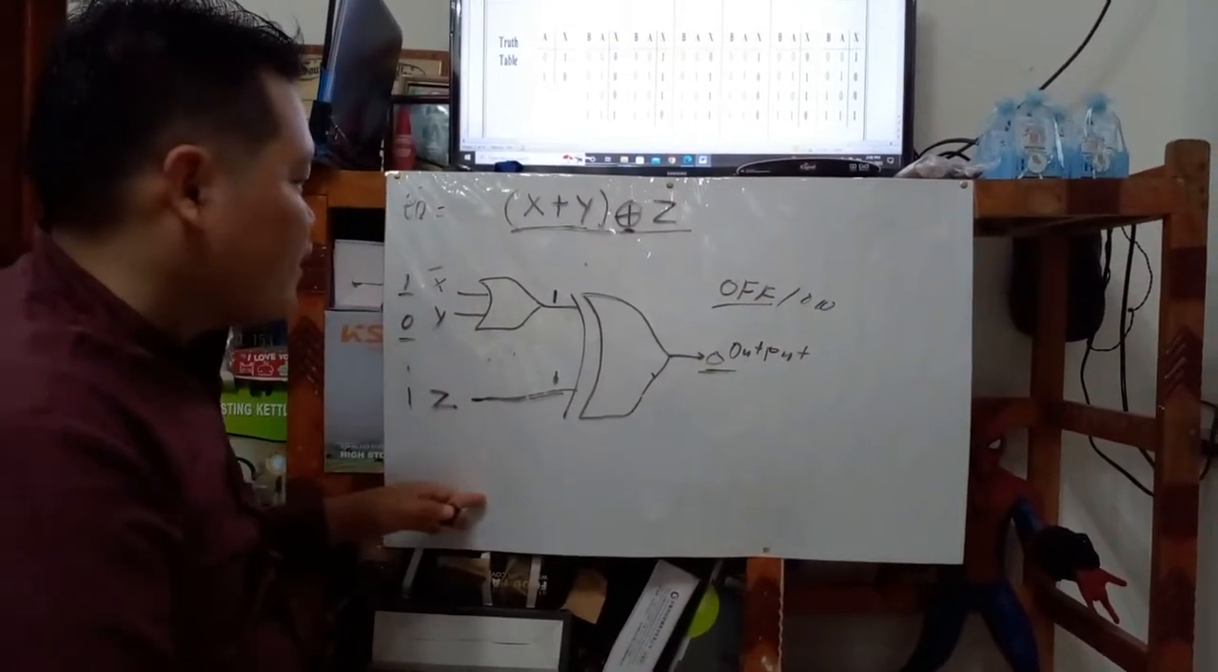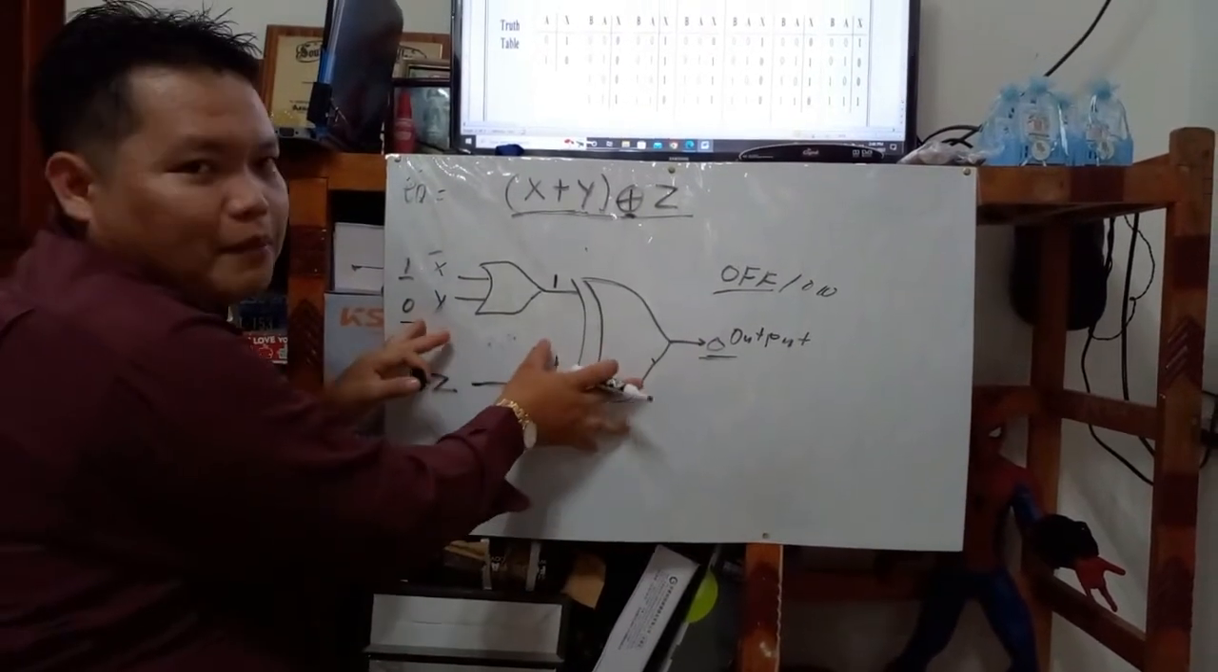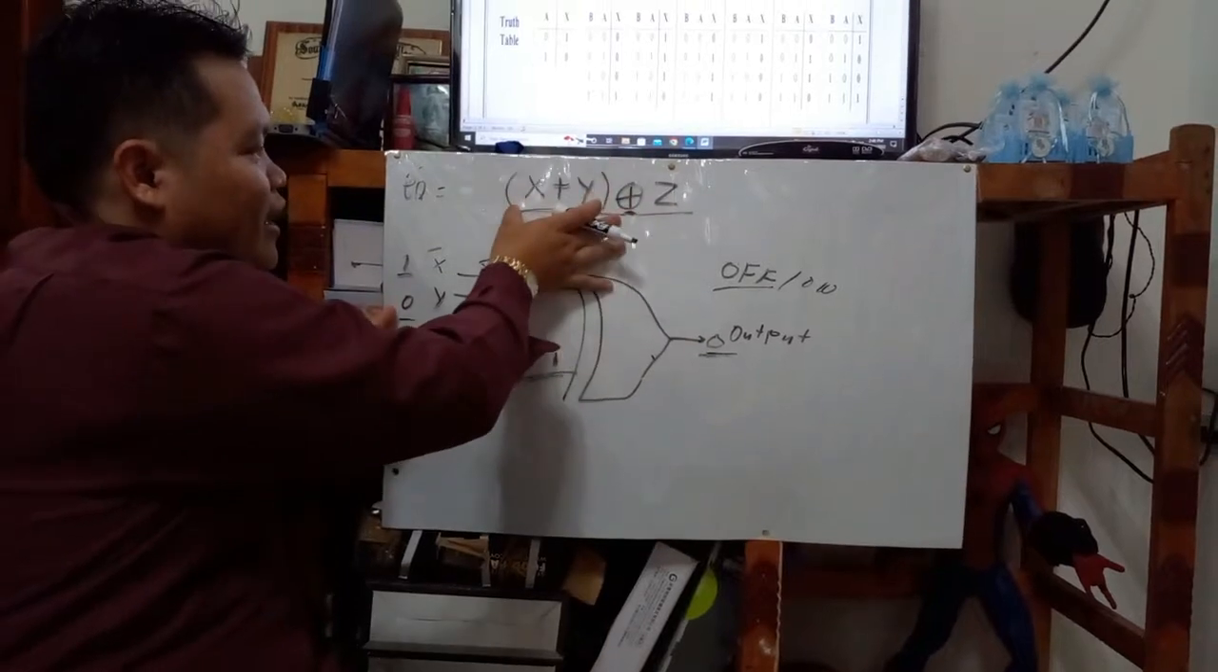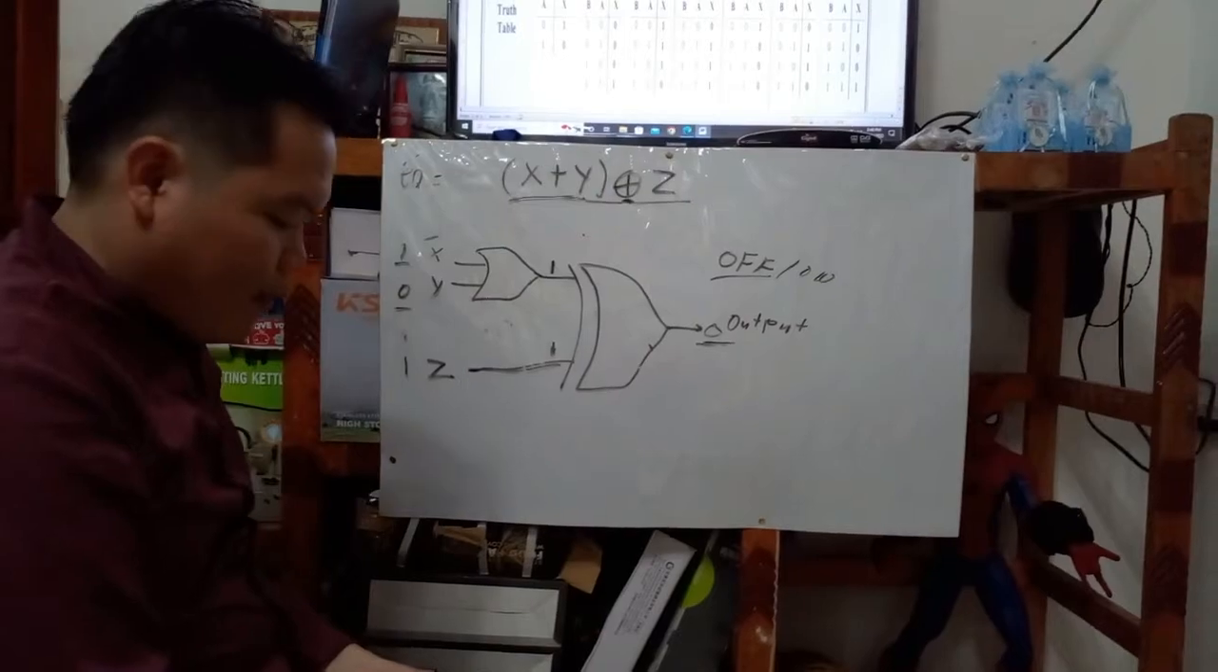So now let's proceed to the reverse. For example, the given is a diagram, then you will find its equation. So we have another problem.